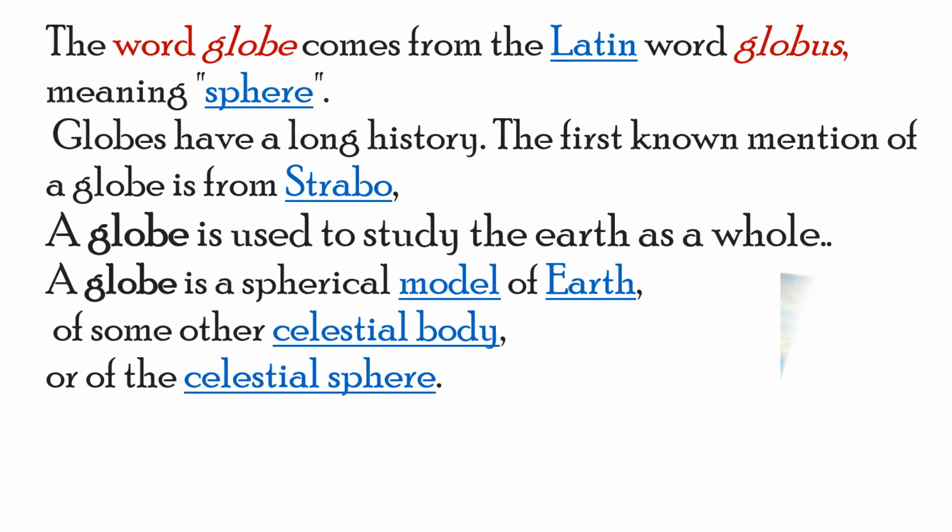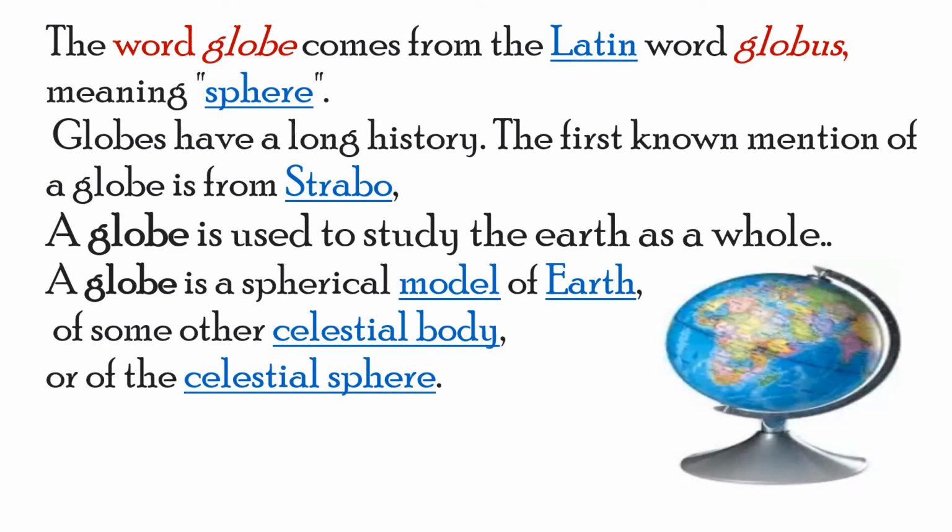The word globe comes from the Latin word globus, meaning sphere. Globes have a long history. The first known mention of a globe is from Strabo. A globe is used to study the Earth as a whole. A globe is a spherical model of Earth, of some other celestial body, or of the celestial sphere.